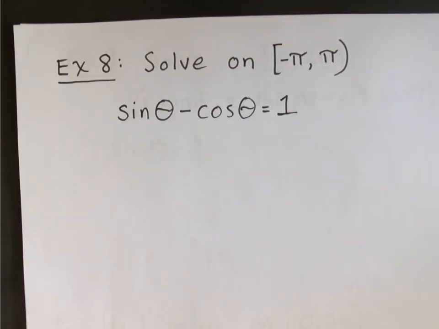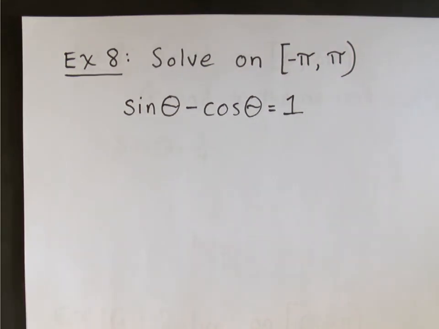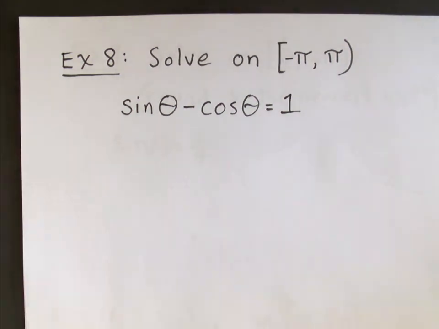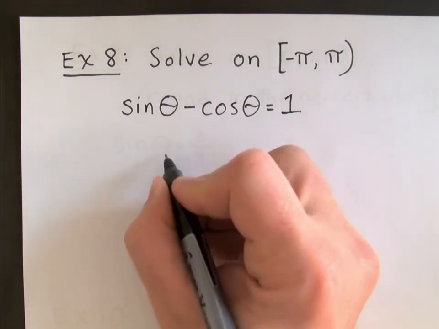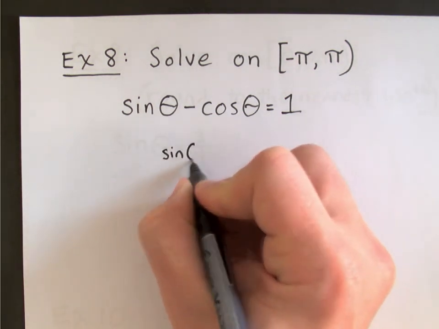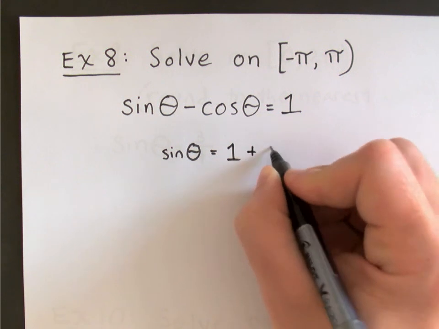In our 8th example, solve on negative pi to pi: sine theta minus cosine theta is equal to 1. So what we're going to have to do here is get down to a single trig function. And right now we're in terms of sine and in terms of cosine. So this is going to be a little tricky. What I'll do first is I'll bring the cosine over to the right: sine theta equals 1 plus cosine theta.